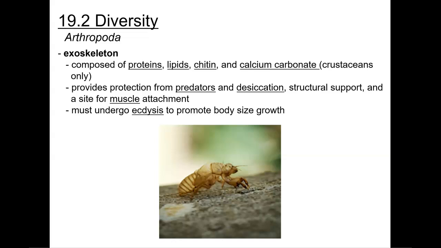Exoskeletons are composed of proteins, lipids, chitin, and calcium carbonate in crustaceans only. The exoskeleton provides protection from predators and desiccation. Remember, that's drying out. It gives structural support, and it's a site for muscle attachment. It must undergo ecdysis to promote body size growth. Basically, this is molting.